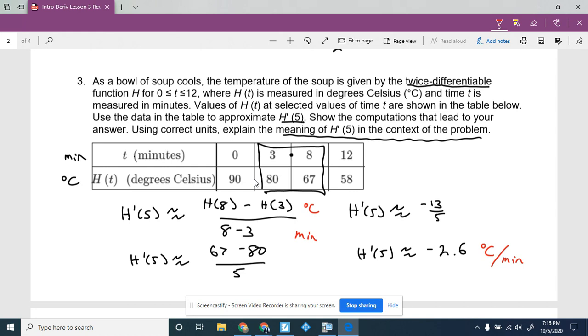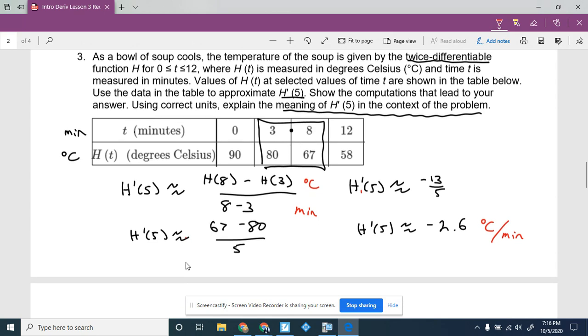So that means, if you think about it, at the 5th minute, at t equals 5, at the instant t equals 5, the temperature of my soup is decreasing, because it's negative, 2.6 degrees Celsius per minute. It's almost like the speed of the soup temperature, okay? So this is how you explain it. At the instant, you always got to mention that at that point. At the instant t equals 5 minutes, the soup is decreasing by 2.6 degrees Celsius per minute. All right? So that's some good stuff right there. All right, let's go on.